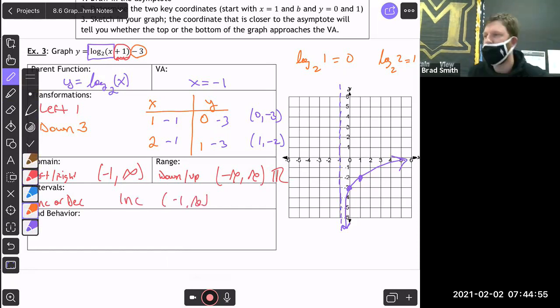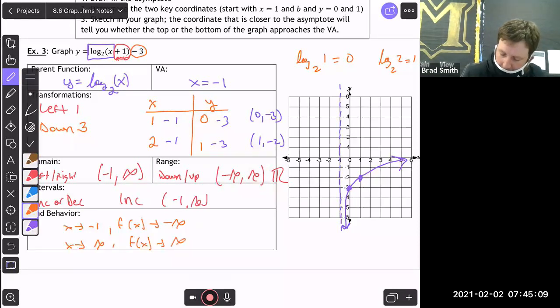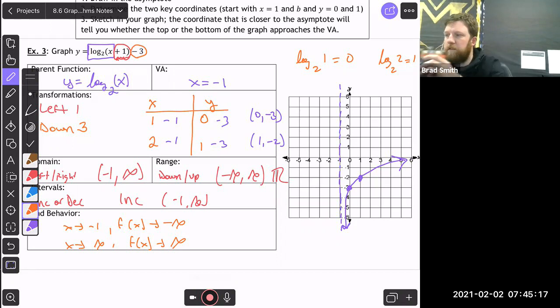And then lastly, end behavior. So remember, this is different. As x approaches your asymptote, so negative 1, my function is going down. And then as x goes to the right, my function's going up. It's a little bit different type of end behavior, but all of the rest of the characteristics are still the same.